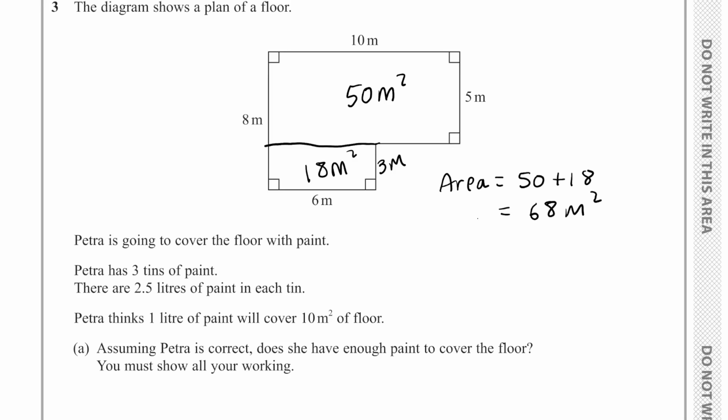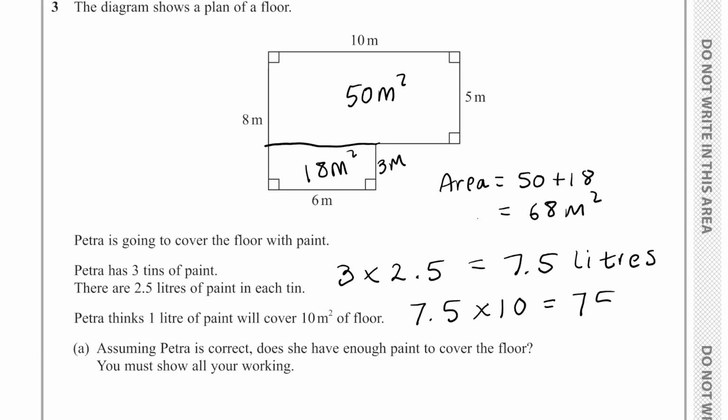Petra has 3 tins of paint with 2.5 litres in each tin. So how much paint? 3 2.5s. We have 7.5 litres of paint. Petra thinks 1 litre will cover 10 meters squared. So 7.5 times 10, it should cover 75 meters squared.